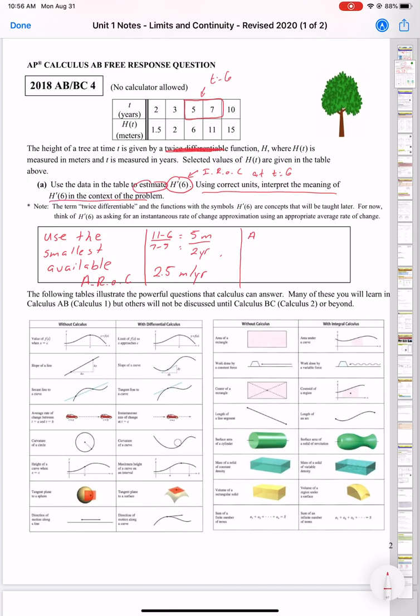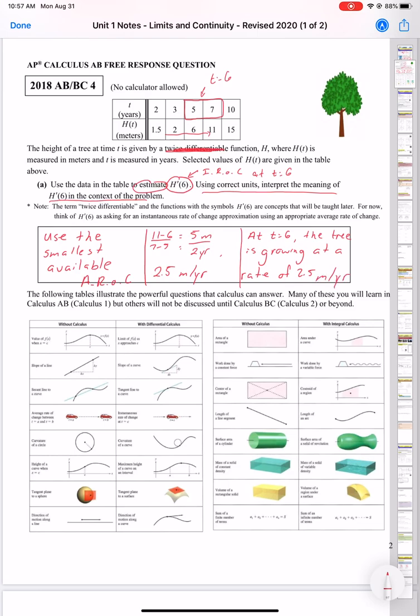So at the time t equals 6, because we want to be specific, because this rate of change is instantaneous. It's at one specific instant. So at t equals 6, the tree is, well, if its height is changing 2.5 meters per year, you can see from the table it's getting bigger as it goes. So I would say the tree is growing at a rate of 2.5 meters per year.